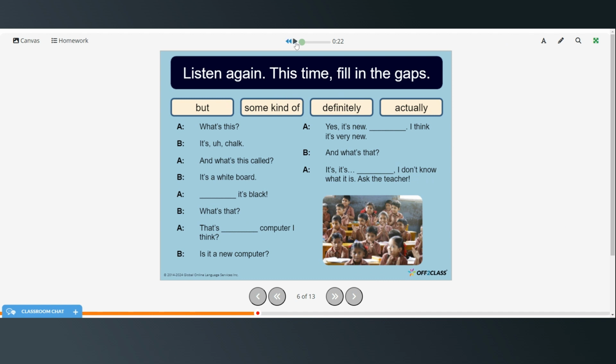You can read along. What's this? It's chalk. And what's this called? It's a whiteboard. But it's black. What's that? That's some kind of computer, I think. Is it a new computer? Yes, it's new. Definitely. I think it's very new. And what's that? It's actually, I don't know what it is. Ask the teacher.